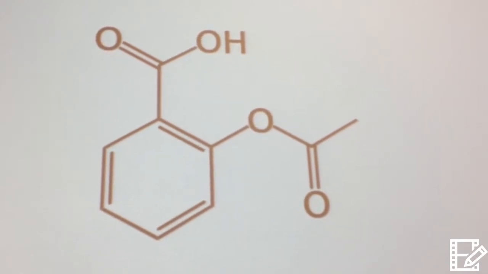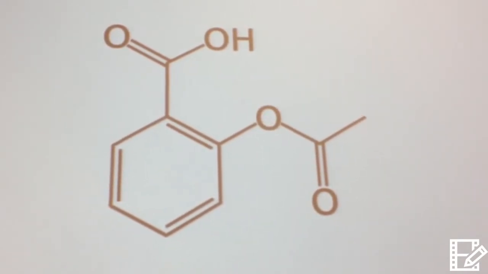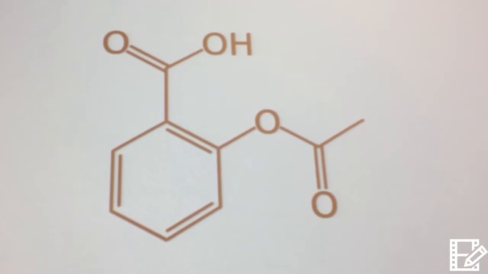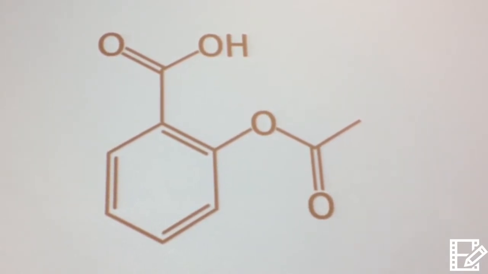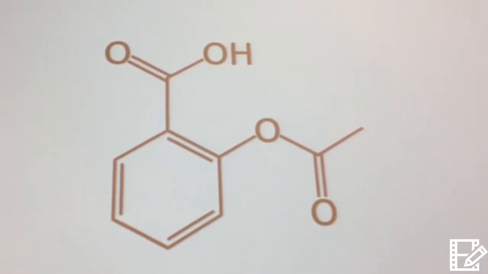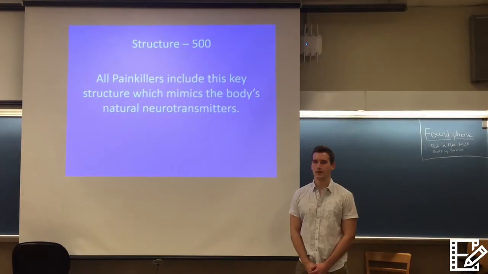In the middle, there is an aromatic ring, benzene. This has conjugated double bonds. At the top of the molecule, you can see a carboxylic acid. This is a carbonyl attached to an alcohol group. I'm going to go with structures for 500.